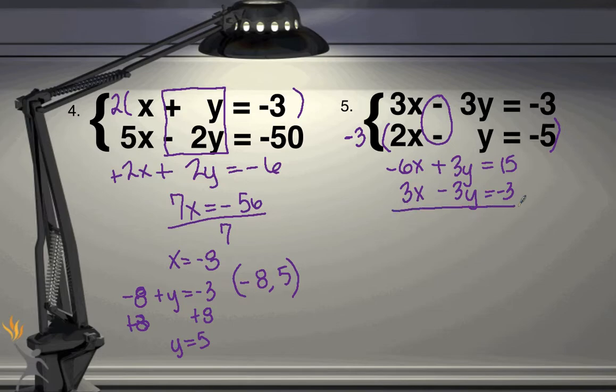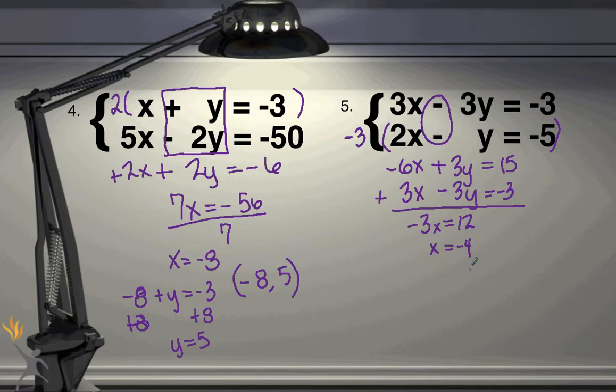So here's my new equations. Negative 6 and positive 3 added together gives me negative 3x. Positive 3 and negative 3 give me 0. And 15 and negative 3 gives me a positive 12. That leaves me with x equals negative 4.